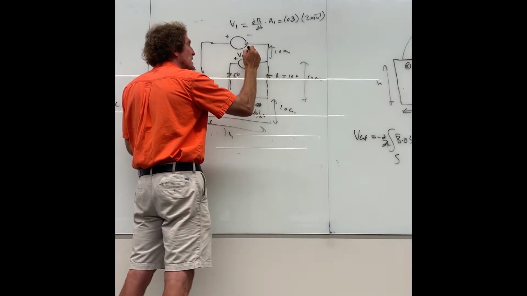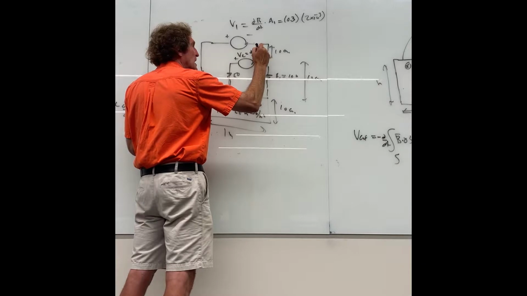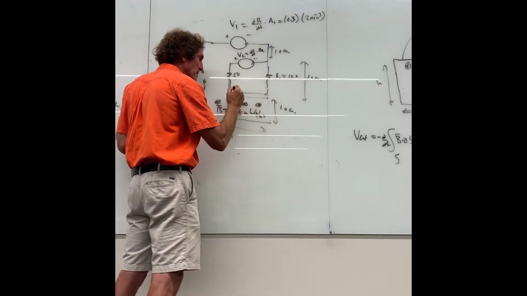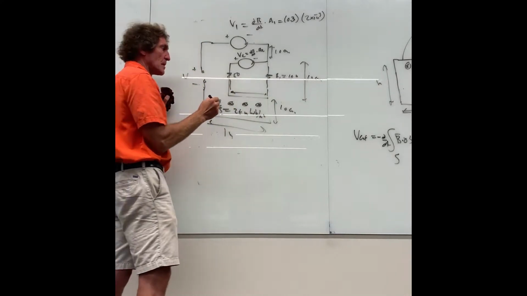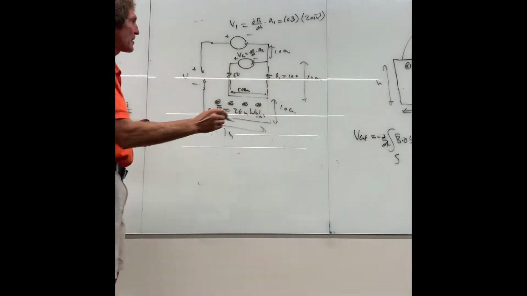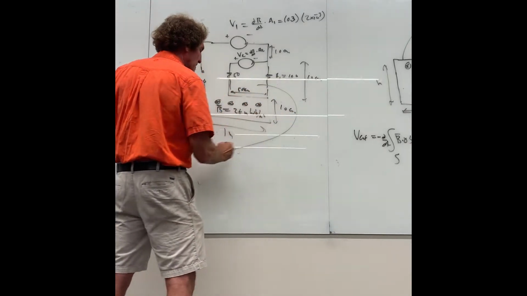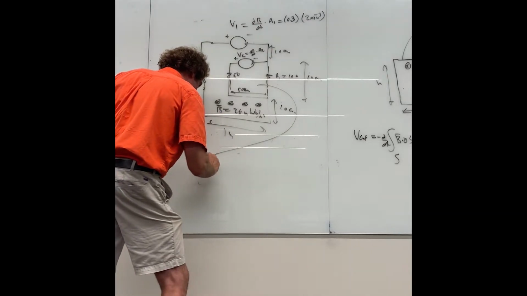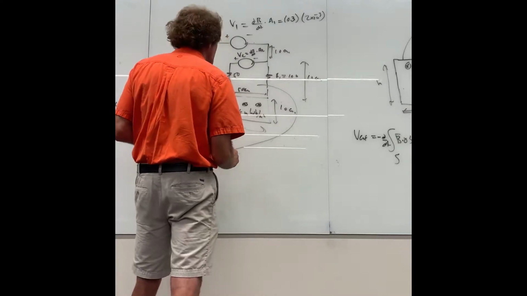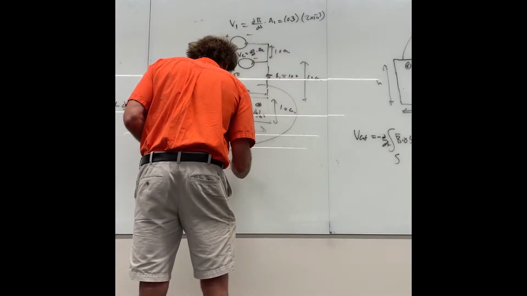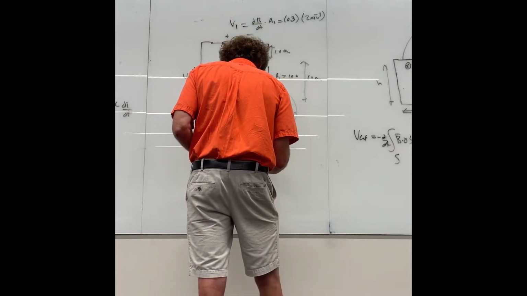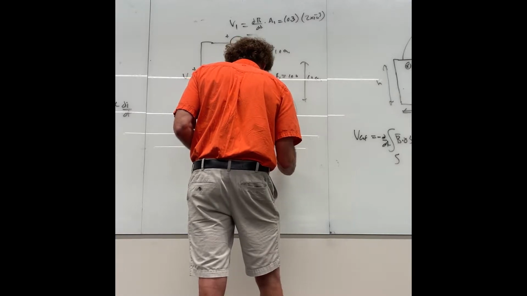And V2 will be the same dB/dt, but now it's times A2. And A2 is going to be this dimension. By the way, what is the width of this thing? 50 centimeters. So it's a half meter. That means the area here, which I'm calling A2, would be equal to simply 0.5 times 0.1. And that's going to be 5 times 10 to the minus 2 meters squared.